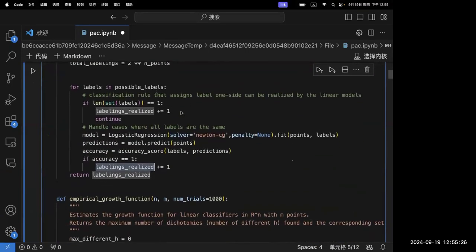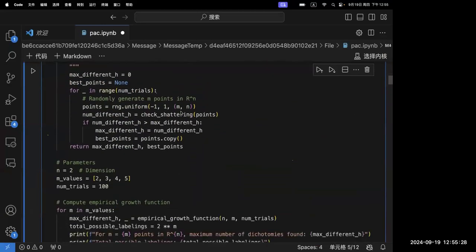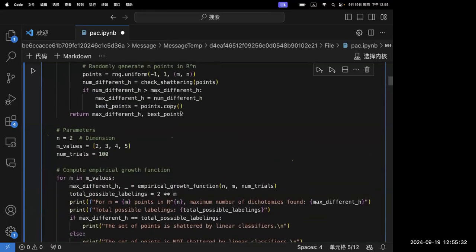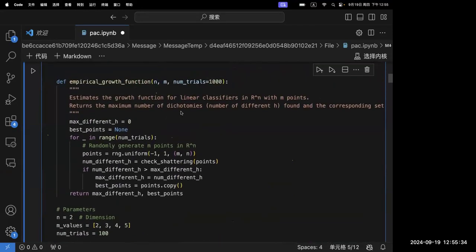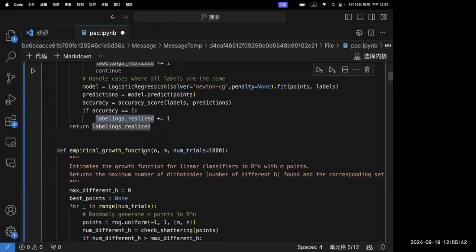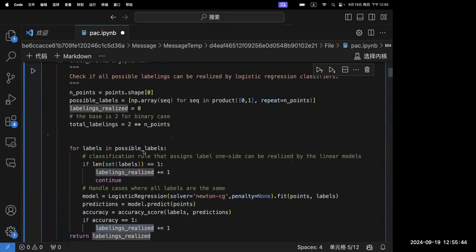Right. So the first problem is, can you actually estimate the VC dimension? The answer is yes. For a very toy example, we can try to estimate the VC dimension, and here are the following procedures.